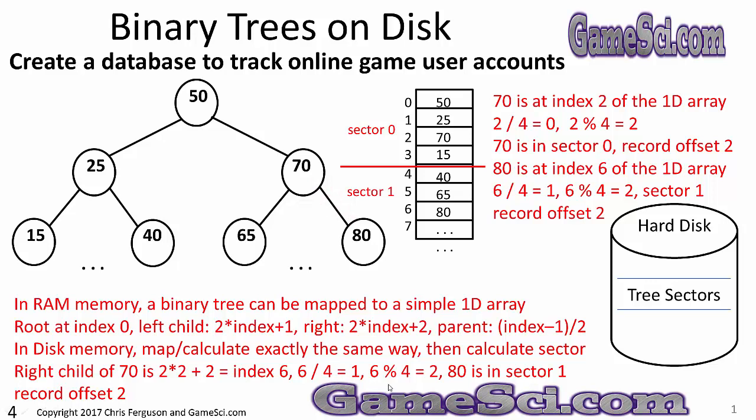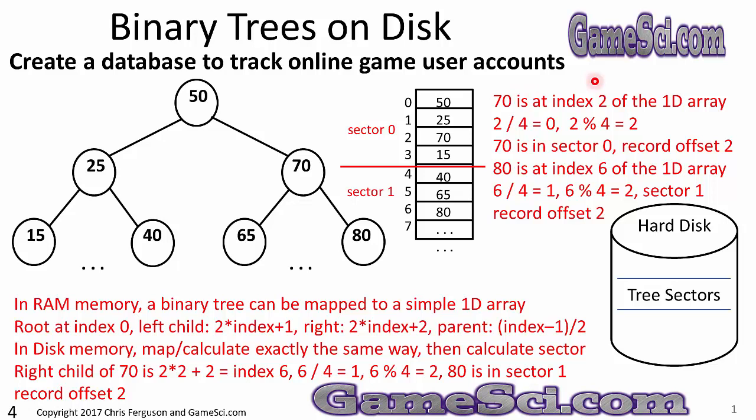But you have to add a little math for a disk drive. 6 divided by 4 equals 1. That means record 6 has to be in sector 1. 6 modulus 4 equals 2. That means in sector 1, it's 2 records down. 0, 1, 2. 2 records down in sector 1 is our virtual slot 6. 80 is in sector 1 at record offset 2 within that sector.